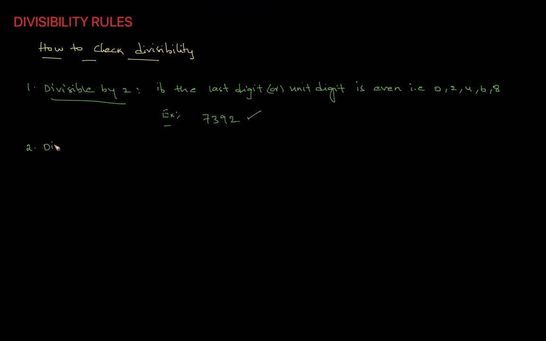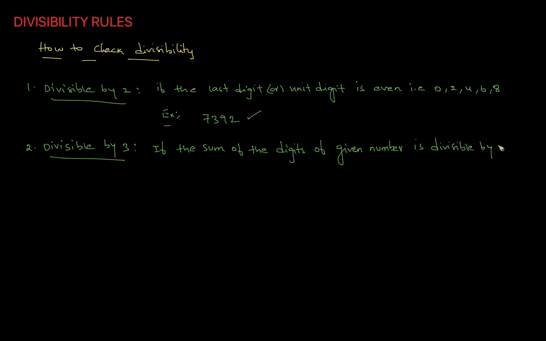Now second one, divisible by 3. How do you check whether the number is divisible by 3 or not? If the sum of the digits of the given number is divisible by 3, then we can say that the number is divisible by 3.